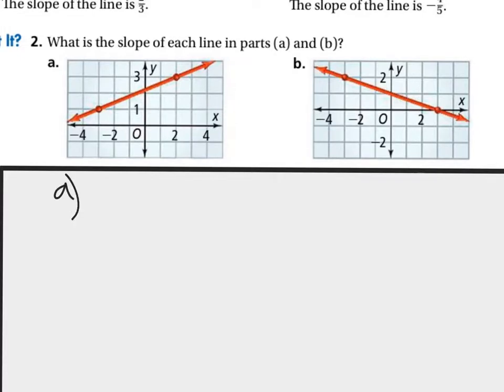So looking at this, it looks like it's going to be a positive slope. Find some points. They've got them kind of marked for you here. They didn't have to do that, but that was nice of them. So this looks like a point there, negative 3, 1. Another point would be 2, 3.